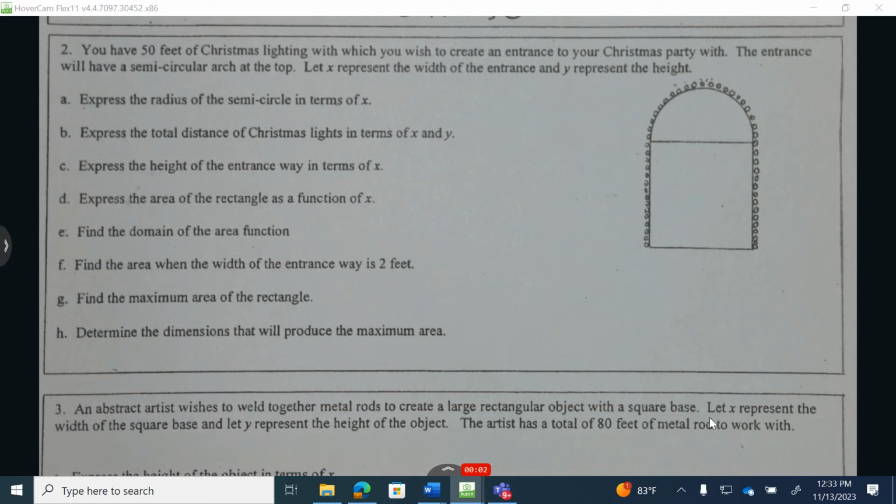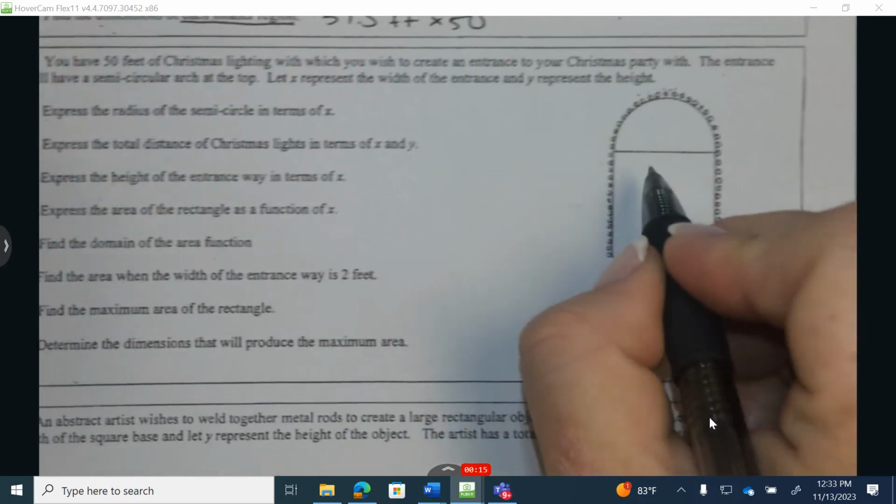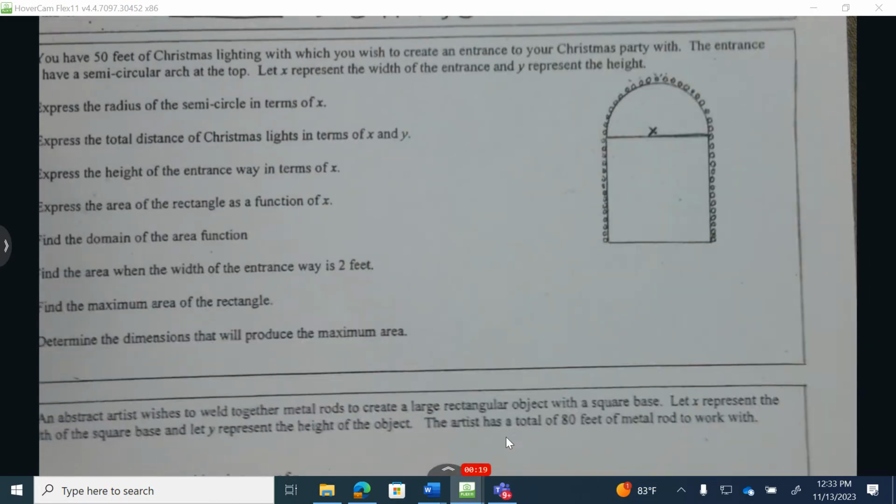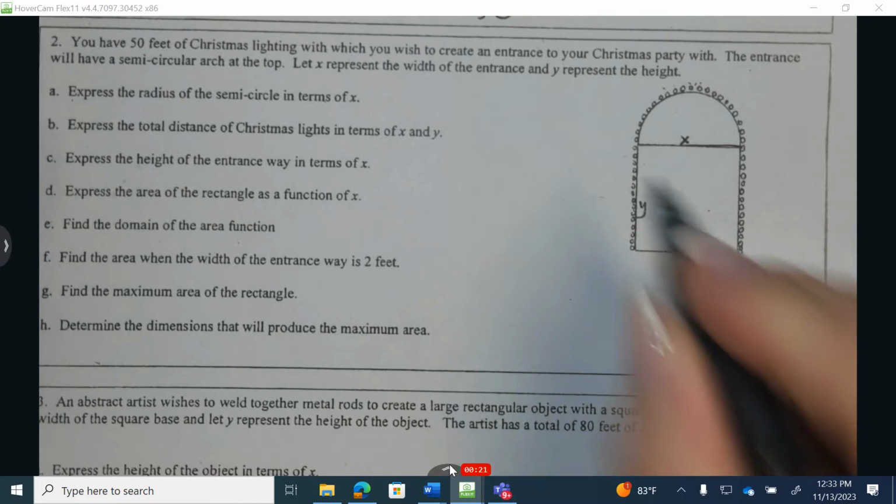You have 50 feet of Christmas lighting with which you wish to create an entrance to your Christmas party. The entrance will have a semicircle arch at the top. Let X represent the width of the entrance and Y represent the height. So this length all across here is going to be X, and our height will be Y.